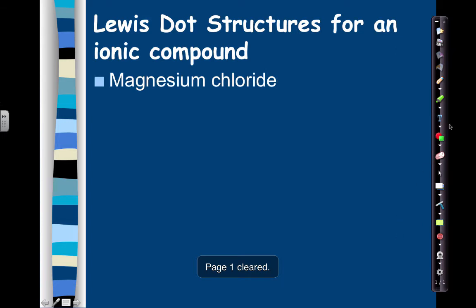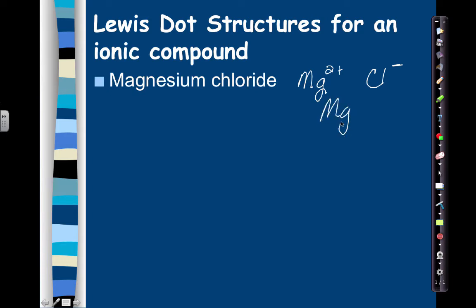All right, so let's look at magnesium chloride. All right, so the formula for magnesium chloride, well, we have a metal, so this is an ionic compound. So we're going to look at the charges. Magnesium's in group 2A, so it has a +2 charge when it becomes an ion. Chlorine is in group 7A, so it has a -1 charge when it becomes an ion. So the formula should be MgCl2. I'm going to have 2 chlorines for every 1 magnesium.